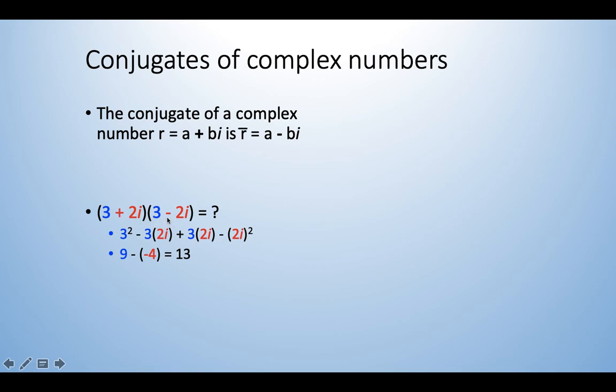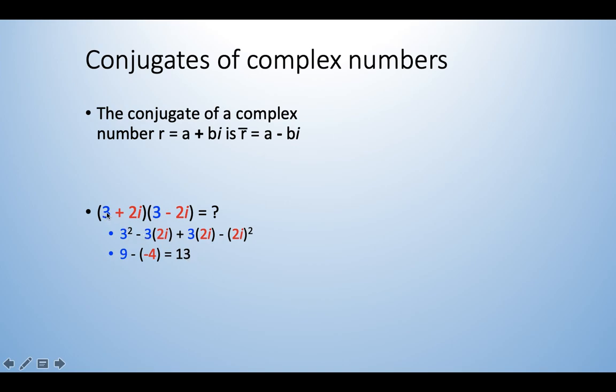Why are they important? The reason is, you will see complex numbers will actually come in conjugate form. That means pairs. They will come in pair form. If we multiply a complex number with its conjugate, then it actually becomes a real number.